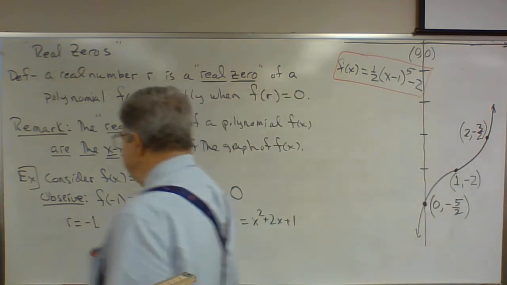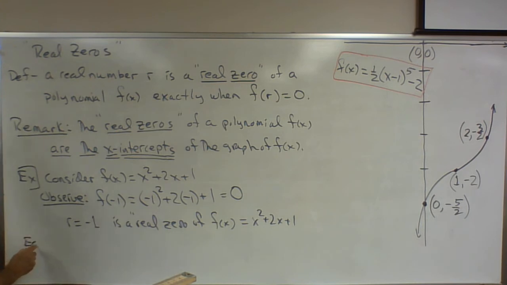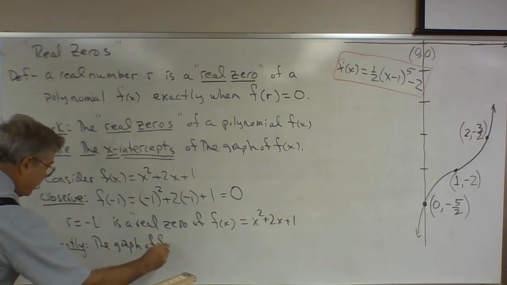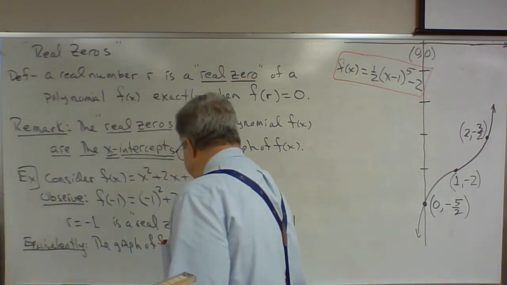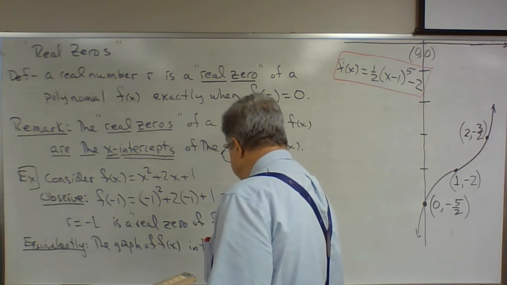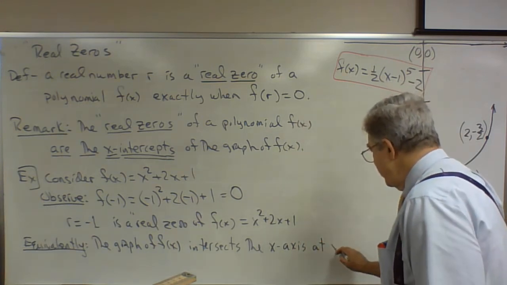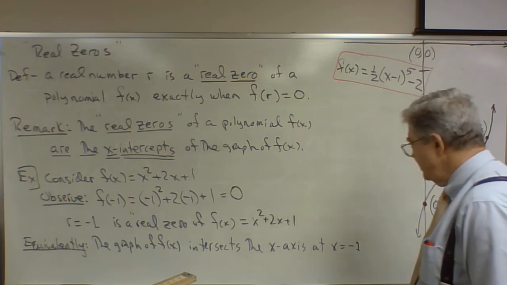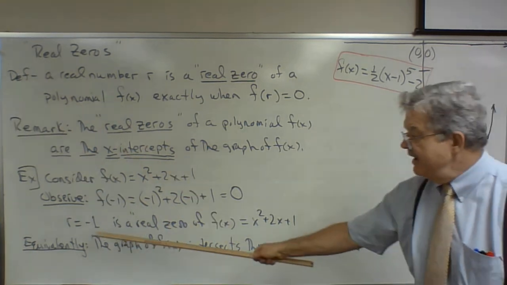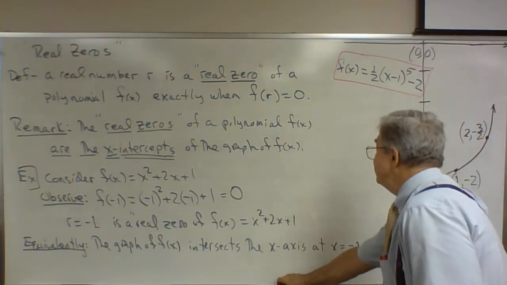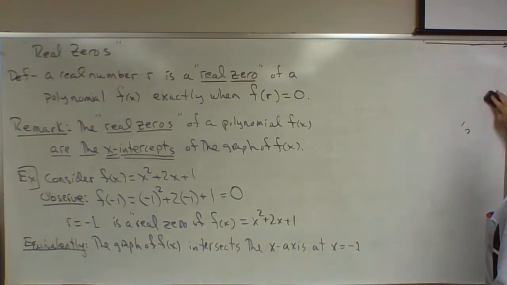And this is also the same as saying this. Equivalently, the graph of f of x intersects the x-axis at x equals -1. So this real zero, -1, is also an x-intercept of the graph of f of x. As a matter of fact, if we were to graph f of x, this is what we would get.